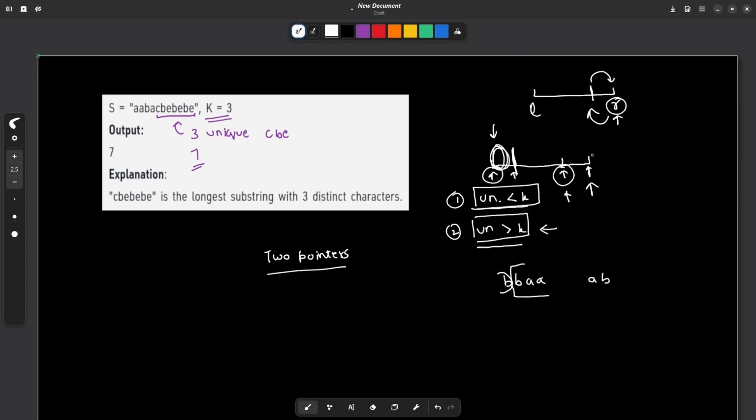Why am I not moving this right pointer to the left? Because at some point of time in the past, that pointer was already there, right? So that case would already have been covered. That is why I will move my left pointer to the right.